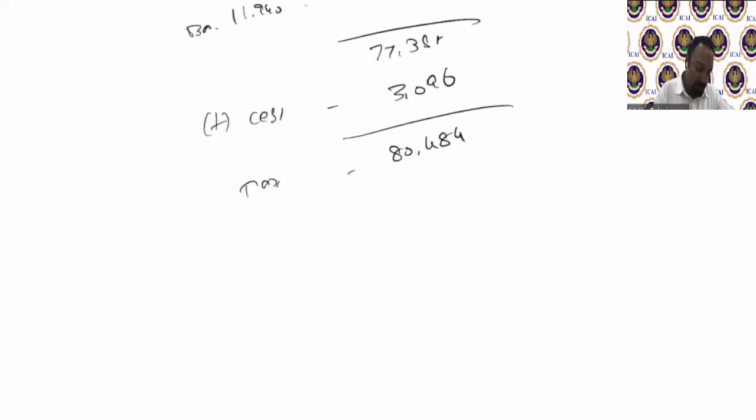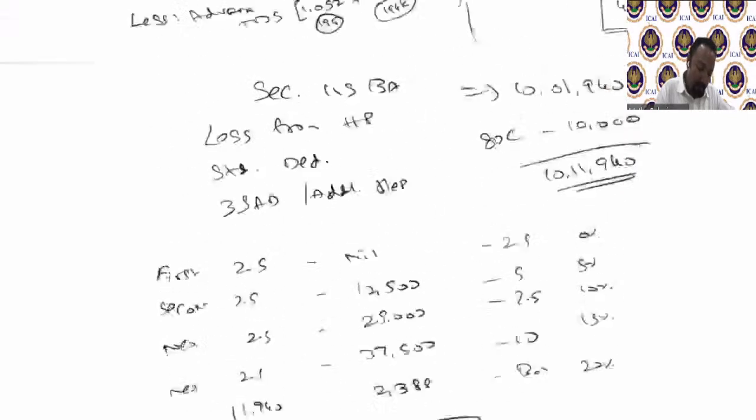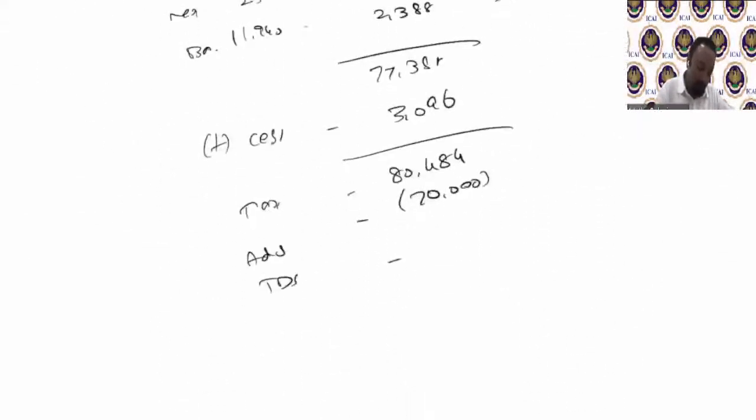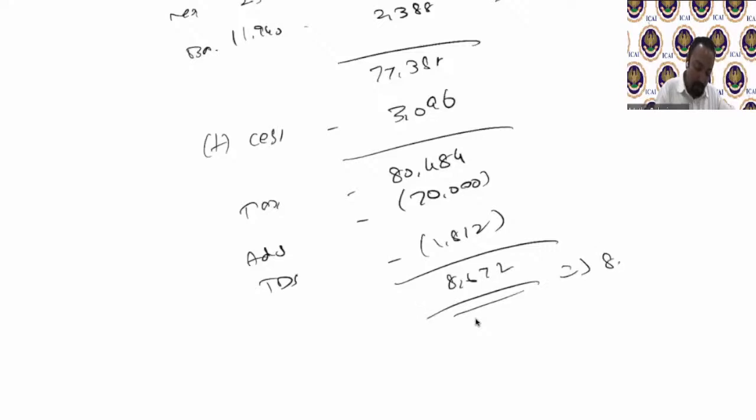So from this 8484, you reduce advance tax of 70,000, and then TDS was 1812. So 8484 minus 71,812 gives you 8,672, rounded off to 8,670. So that's how you compute under 115BAC here.